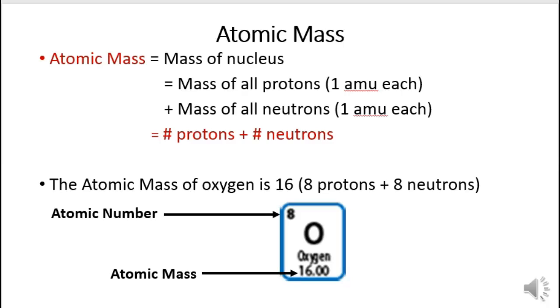So, for example, oxygen's atomic number is 8. That tells us there are 8 protons. The atomic mass is listed at 16. That tells us that there are 16 protons and neutrons. So if you take 8 away from 16, you get 8. So there are 8 protons and 8 neutrons in one atom of oxygen.